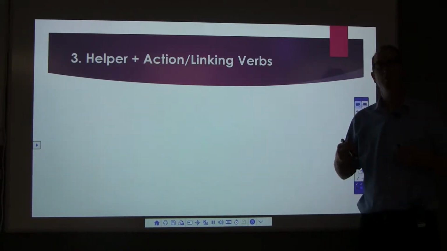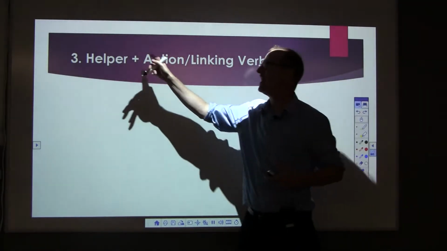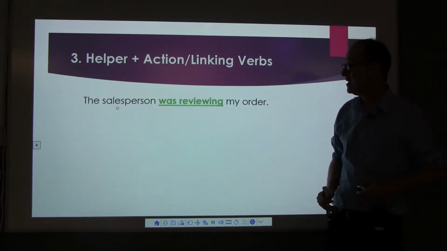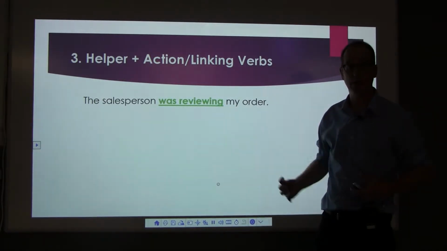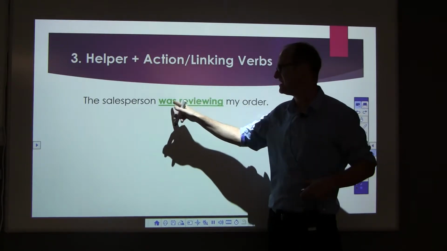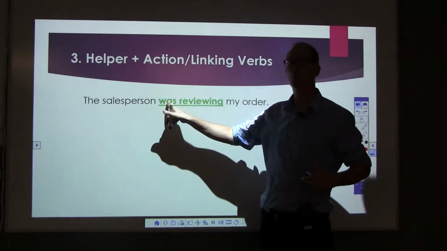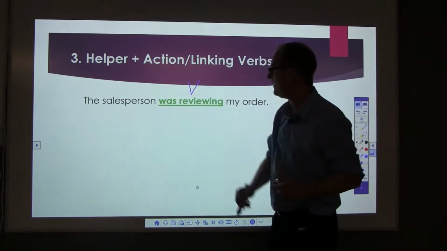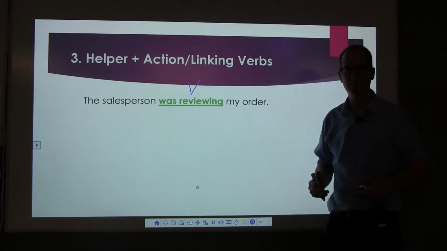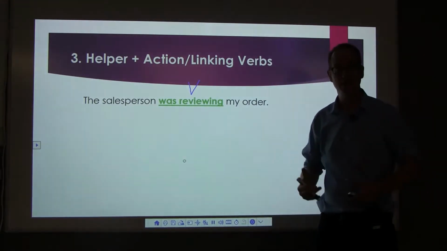The last kind of potential main verb are action and linking verbs with a helper in front of it. The salesperson was reviewing my order. Here we have an action, reviewing. There's some reviewing going on. Always look in front of the linking or action verb to see if there's a helper that helps it become grammatically correct. In this case, the word was is the helper. So the entire verb in this case is was reviewing. The salesperson was reviewing my order. So in D2L, when it asks you what the main verb is, in this case you would say was reviewing.